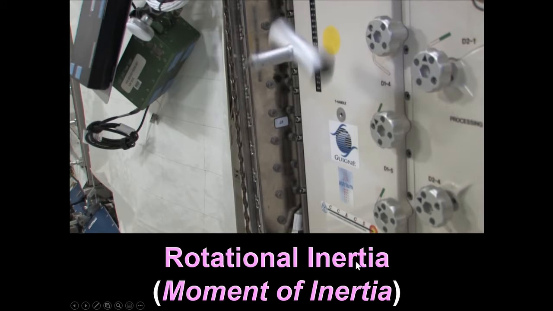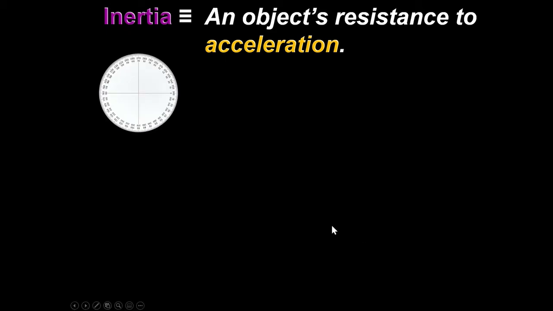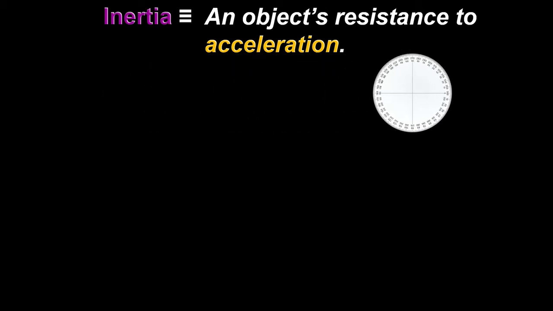I should say that rotational inertia and moment of inertia are the same thing, and you'll hear me talk about it both ways. Well, before we get into rotational inertia, let's talk briefly and remind ourselves about linear inertia. It's just an object's resistance to acceleration. So if I had an object here and I put a force on it, it's going to accelerate, but the more and more mass it has, the more it resists that acceleration.